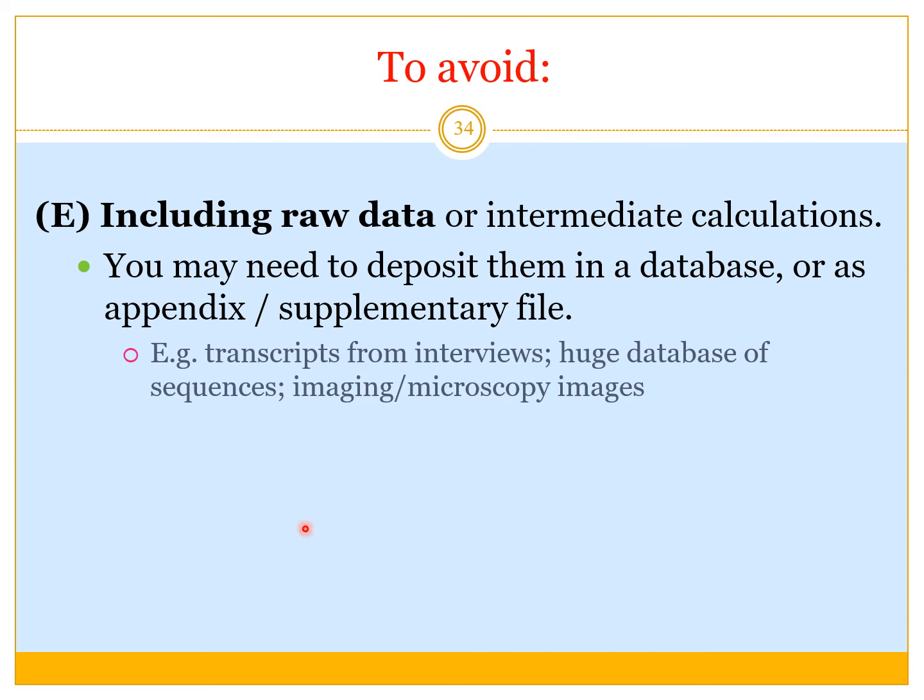Also, do not include too many raw data in your results sections. Raw data can be included in the appendix or in the paper as supplementary files. So all these very lengthy raw data can be excluded from the main text. For example, the transcripts from the interviews, huge databases of sequences, or microscopy images can be excluded from the main text.